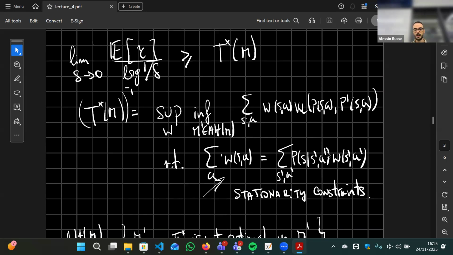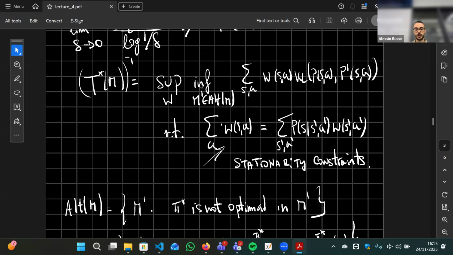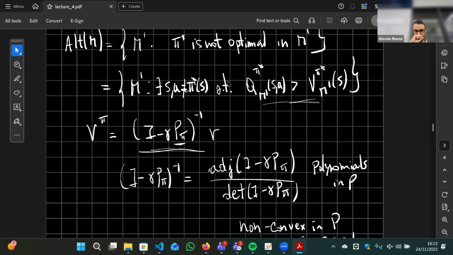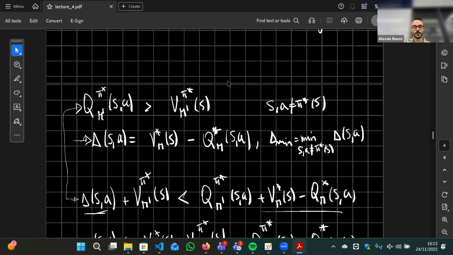So, okay, we do this. The next problem that we face is the fact that the set of alternatives, so the set of models that could have generated this data, is a non-convex set. So solving this infimum is in general a non-convex problem. So what we did in the last lecture is try to find a way to convexify the problem.